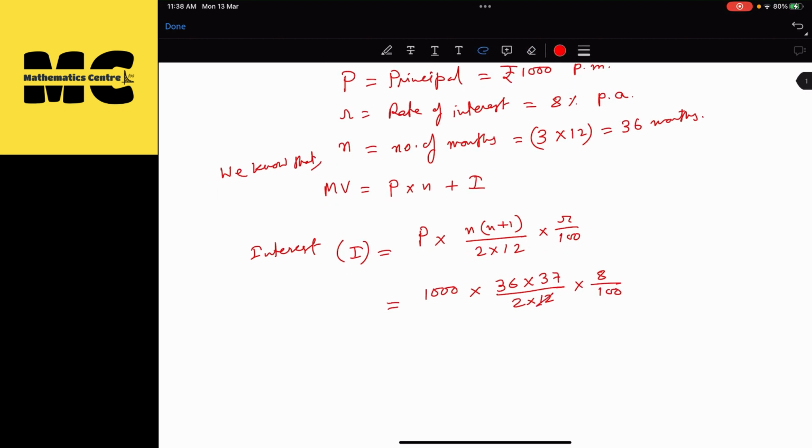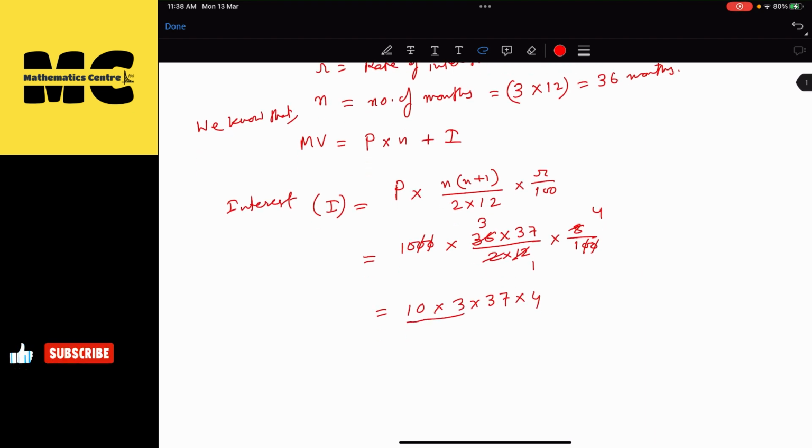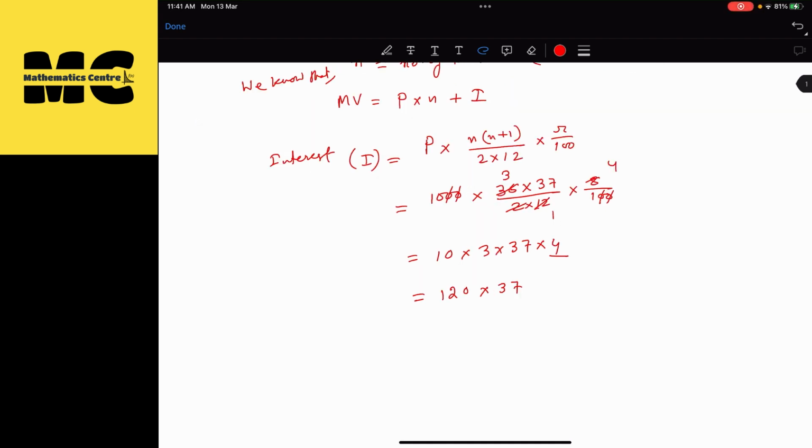Now cancel these things. 12 ones are 3 and 2 is 4. 2 zeros are cancelled out. So what we will get? 10 into 3 into 37 into 4. So this part is 120, right? 3 into 4 into 10, 120 into 37. So what is the value of that? It is 4440. Okay, so that is the interest part.